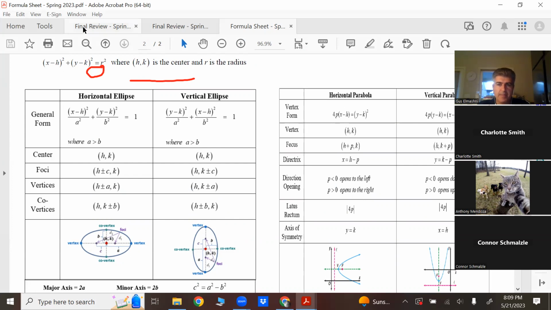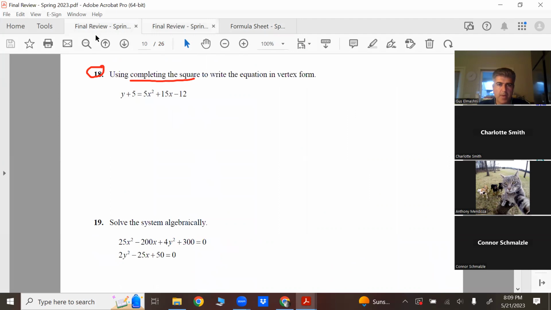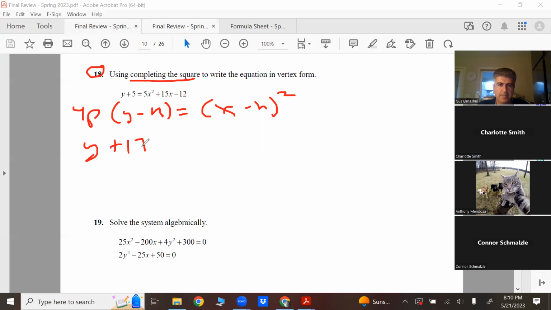Since our x is squared here, I want the equation to look like this: 4p(y − k) = (x − h)². So I want it to look like that. How am I going to do that? Well, I have y plus 5. I'll move the negative 12 over to the other side to have y plus 17. And I'm going to factor out the 5 from 5x squared and 15x. That should seem pretty straightforward.